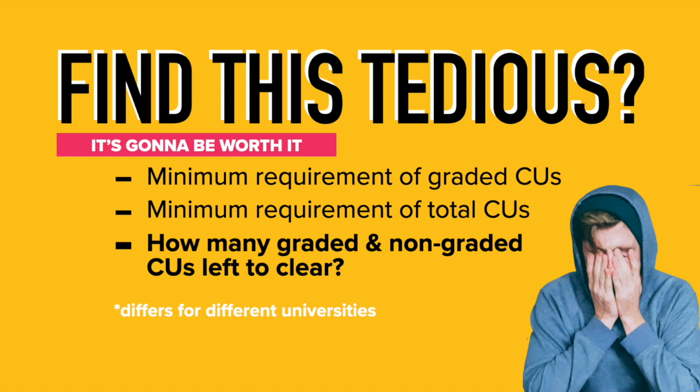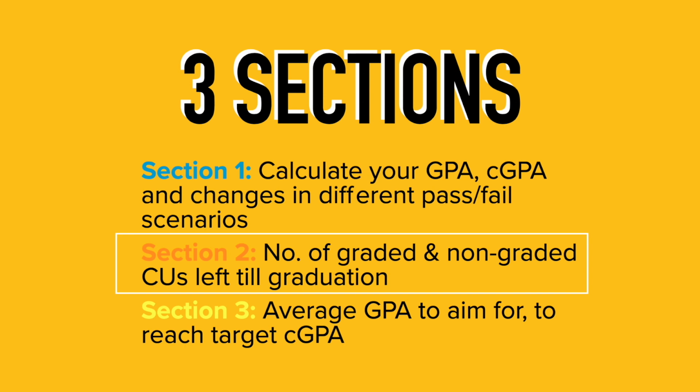as well as a minimum requirement of specific credit units based on the number of majors you have, as well as the different degree that you have, we would like to know how many CUs you have left to clear for graded and non-graded modules. So therefore, I created section 2 where you can tabulate the number of CUs that you have left for your graded and non-graded modules till graduation.